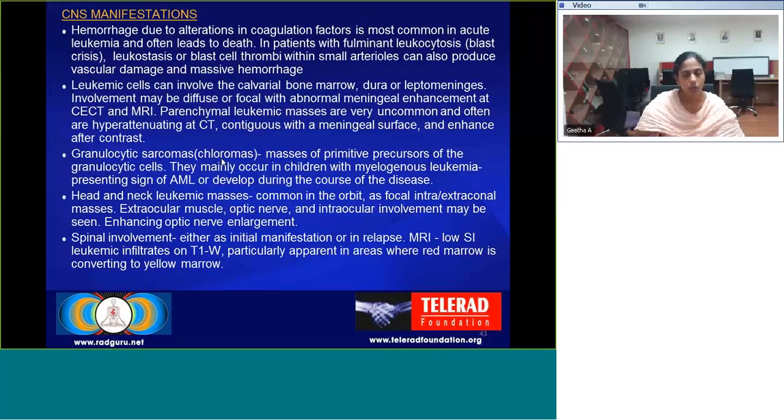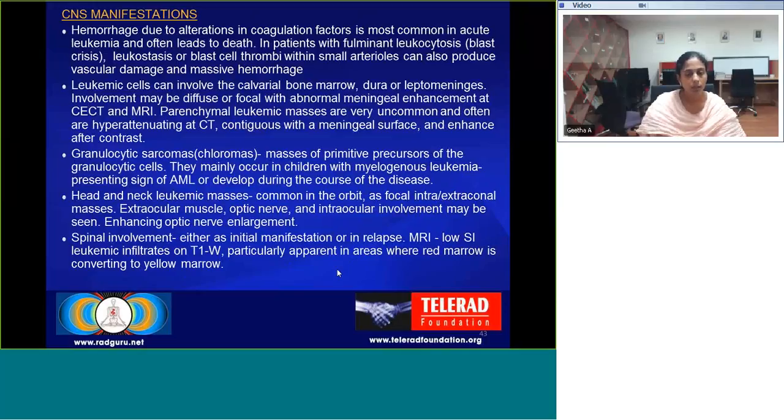Granulocytic sarcomas, also called chloromas, are seen, which are masses of primitive precursors of the granulocytic cells. They mainly occur in children with AML. It may be a presenting sign of AML or develop during the course of the disease. Head and neck leukemic masses are common in the orbit and seen as focal intra or extraconal masses. The extraocular muscles, optic nerve, and intraocular involvement may be seen.